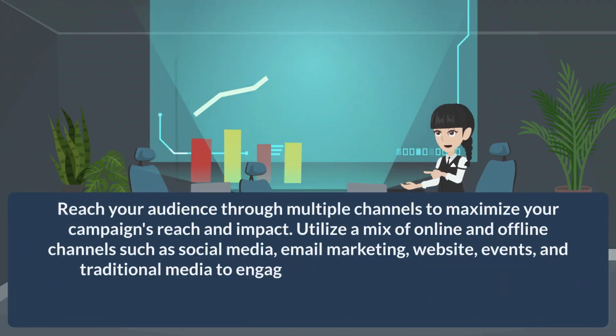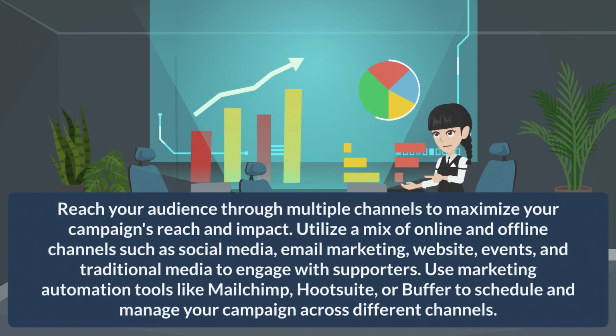Reach your audience through multiple channels to maximize your campaign's reach and impact. Utilize a mix of online and offline channels such as social media, email marketing, website, events, and traditional media to engage with supporters. Use marketing automation tools like Mailchimp, Hootsuite, or Buffer to schedule and manage your campaign across different channels.